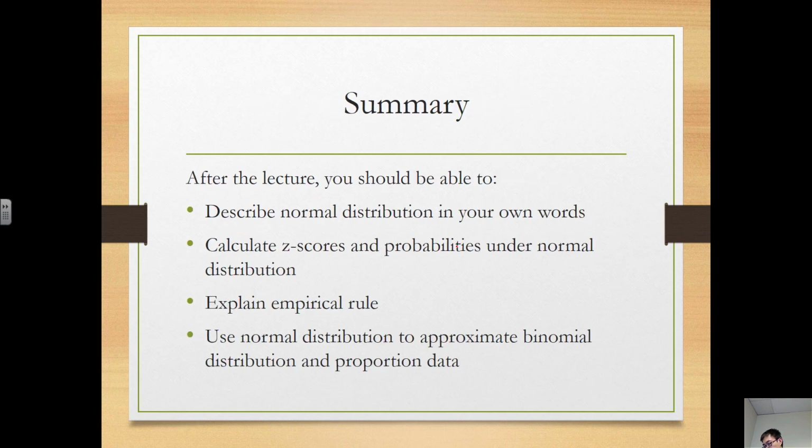So to summarize, after the class, you should be able to describe normal distributions in your own words. Second, you should be able to calculate z-scores and probabilities under normal distributions. Third, you need to explain the empirical rule. And the last one is, you can describe in your own words how to approximate binomial distributions and proportions using normal distributions. Okay, that's all. Thank you.